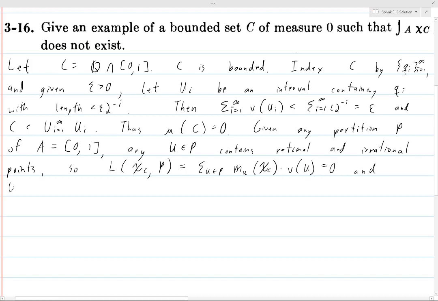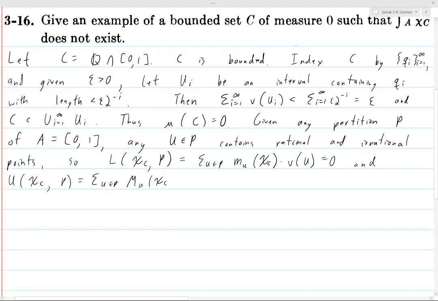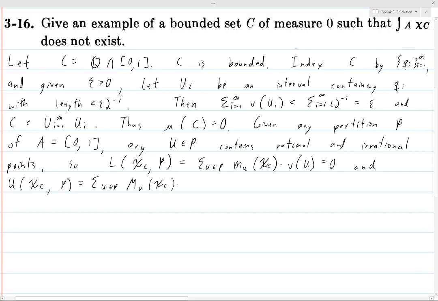And the upper sum of chi c over P is going to be similarly the sum over all u in P, but now we take the maximum over u of chi c times the volume of u. But now for the maximum, for any set u in P, you're going to have a rational point, and that rational point is in the rationals, and it's in the set u, which is a subset of the interval 0, 1. So it will take on the value 1 there.